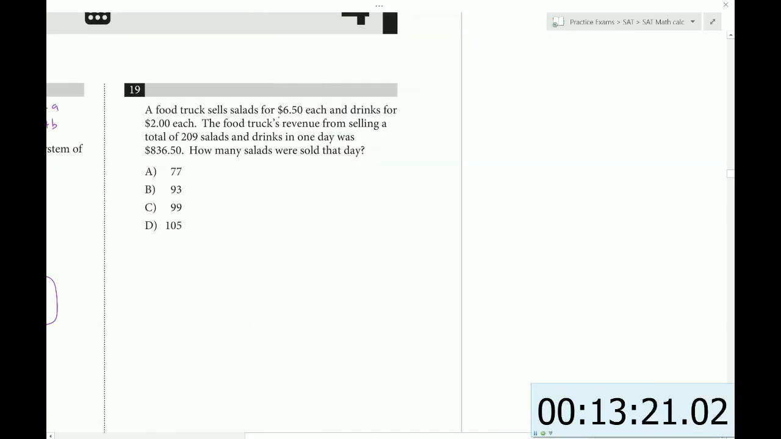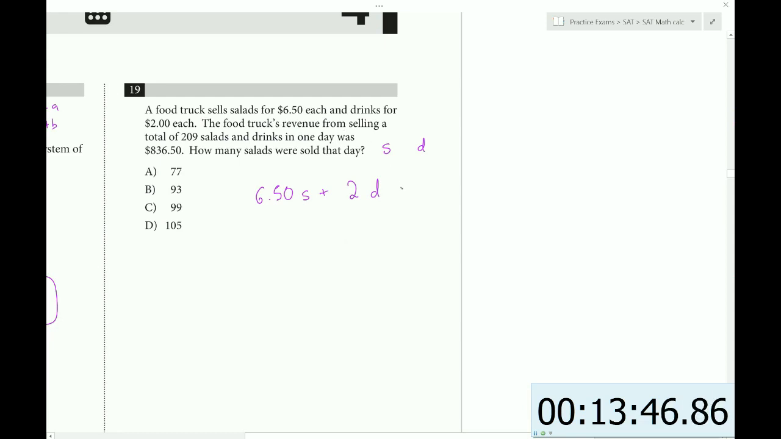A food truck sells salads for $6.50 each and drinks for $2. All right, so this is going to be a system of equations. So we'll use x and y. X will be for salads. Actually, may as well use S and D. S for salads, D for drinks. So it's $6.50 per drink. So that's times the number of drinks. Sorry, that's per salad times the number of salads, plus $2 per drink times the number of drinks.